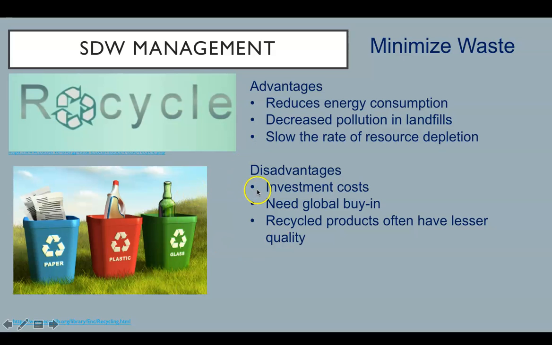Disadvantages. Establishing new recycling protocols often involves high initial cost. Recycling isn't a process that just happens. There are units that need to be set up, factory upgrades that need to be made, and attaining trucks to haul the recycled material. You also need global buy-in.